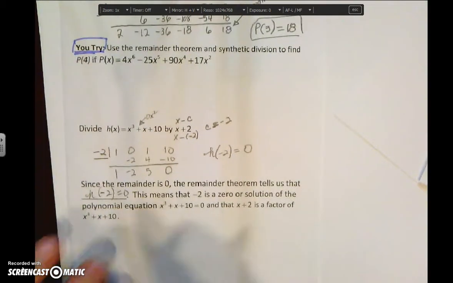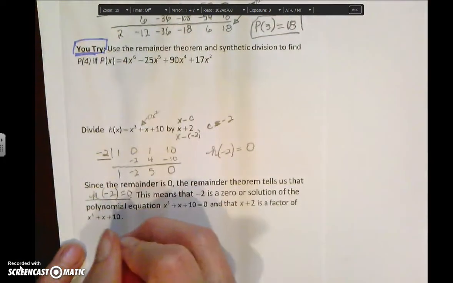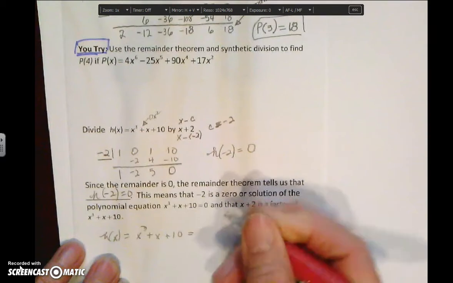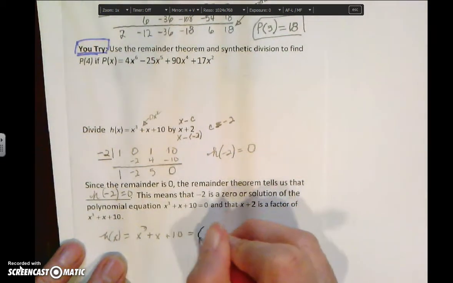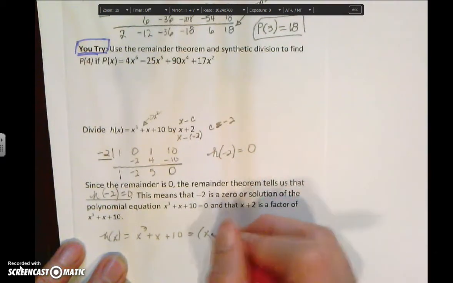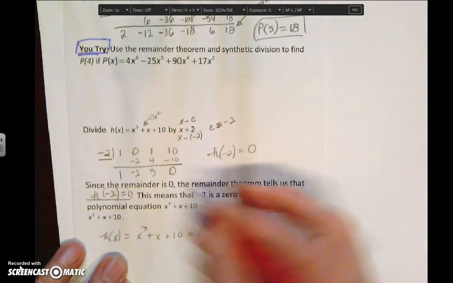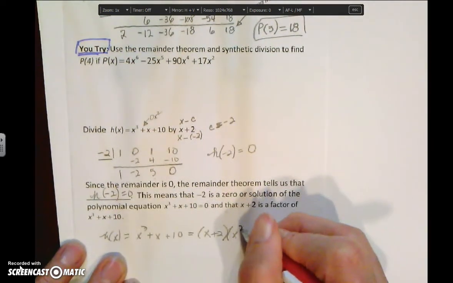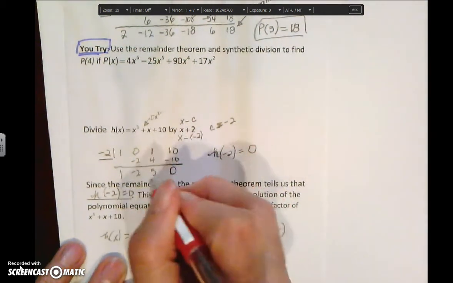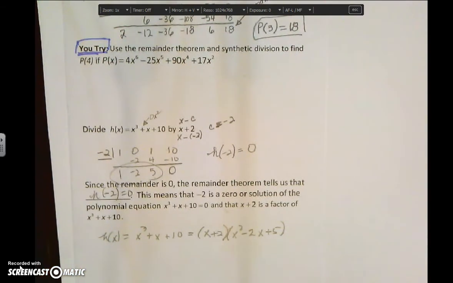that x plus 2 is a factor of it if negative 2 is a 0. And we could then write that our polynomial h of x, which is equal to x cubed plus x plus 10, we factored it. So we found a new way of factoring. It's going to factor into x plus 2, which is what we divided by, times what we got for our answer, which was x squared minus 2x plus 5. So that's where I've rewritten this right down here. All right, so we factored that.